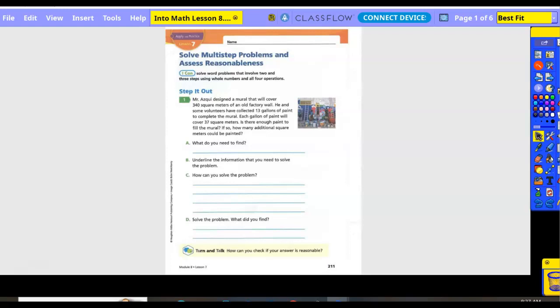Mr. Askew designed a mural that will cover 340 square meters of an old factory wall. He and some volunteers collected 13 gallons of paint to complete the mural. Each gallon of paint will cover 37 square meters. Is there enough paint to fill the mural? If so, how many additional square meters could be painted?